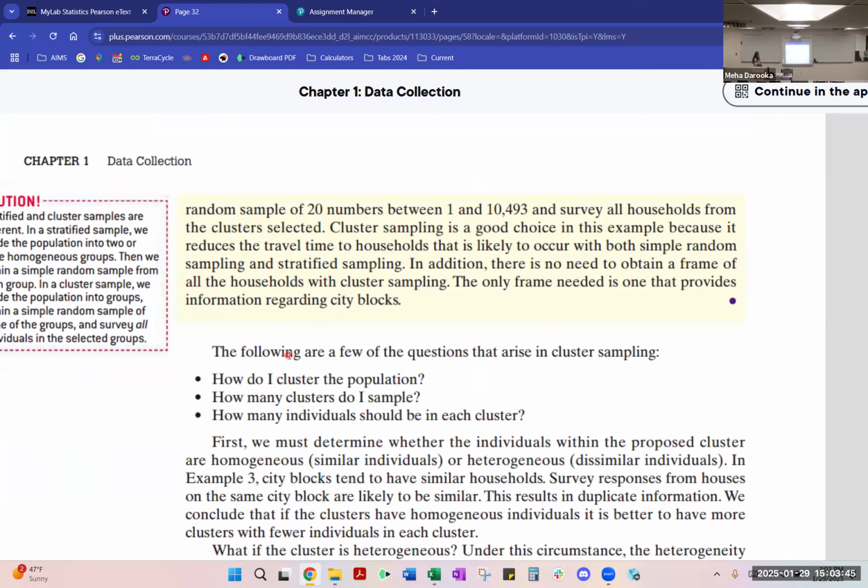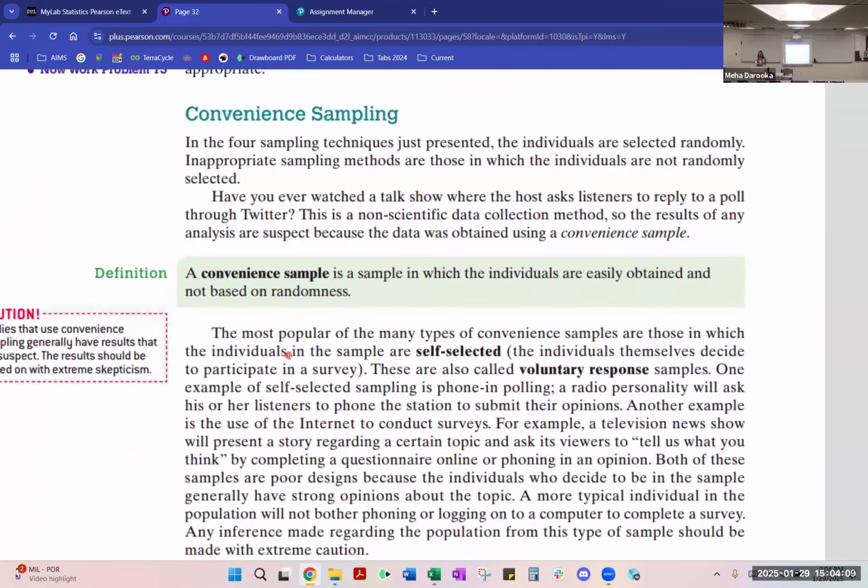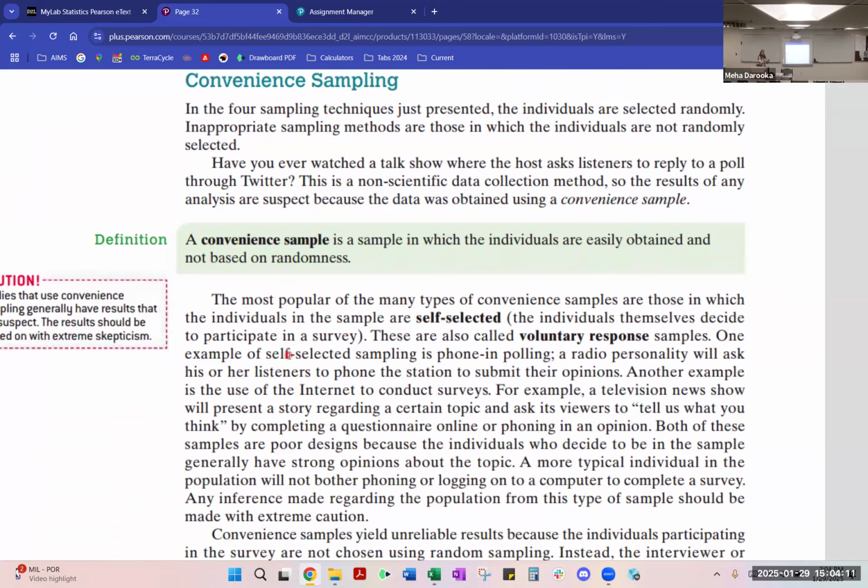Now they're saying cluster sampling is a good choice in this example because it reduces the travel time to households that is likely to occur with both simple random sampling and stratified sampling. In addition, there is no need to obtain a frame of households for cluster sampling. The only frame needed is the one that provides the city blocks themselves, because you're just commuting within that block. You're not having to go from block to block; while you are in that one city block, you're talking to everybody there.